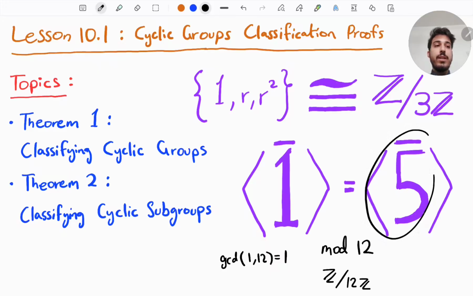And for 5 as well, it follows that the GCD of 5 and 12 is equal to 1. So 5 and 12 are coprime. So we can say that 5 generates the entire group of Z/12Z. And this can apply for any number that is coprime to 12, such as 1, 5, 7, and 11. And you can try that out yourself. Try adding 5 to itself and see if you will get back all of the residue classes mod 12. Let's get started with the proof of these two very important theorems.